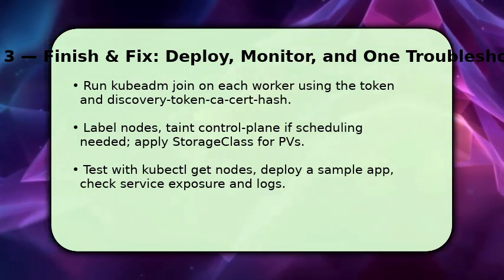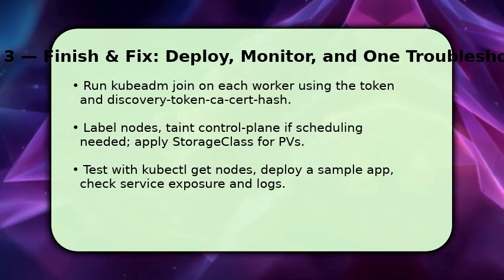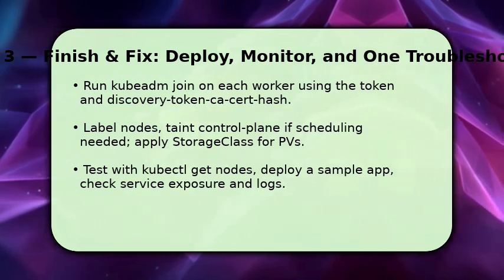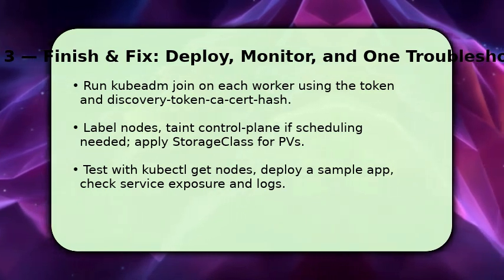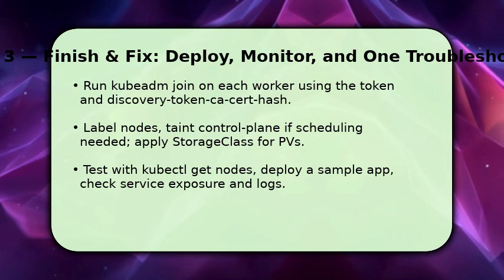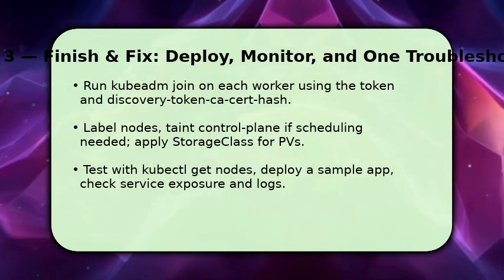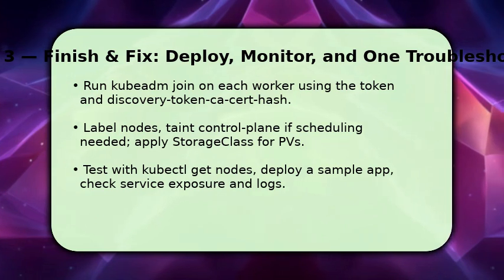Apply a storage class for persistent volumes, then test. kubectl get nodes, deploy a simple app, and access it through a service. If a node stays not ready, check kubelet logs and confirm container runtime and networking. This is the key troubleshooting tip.